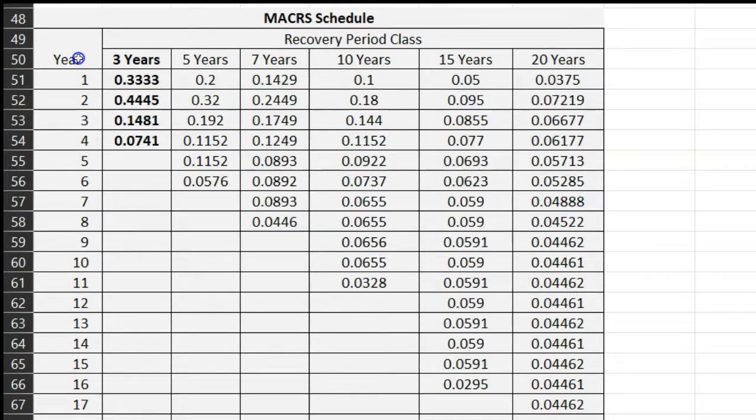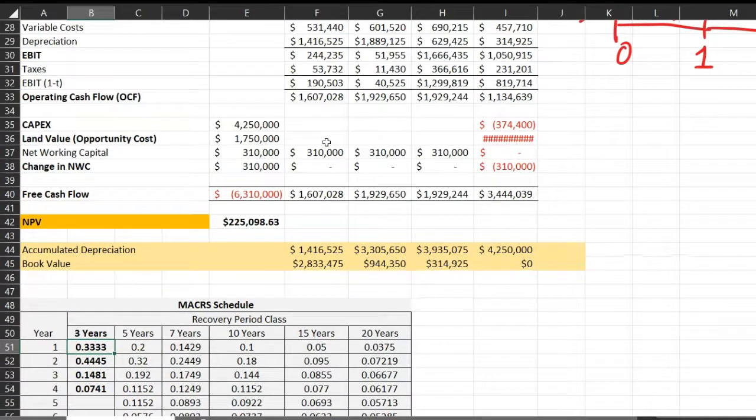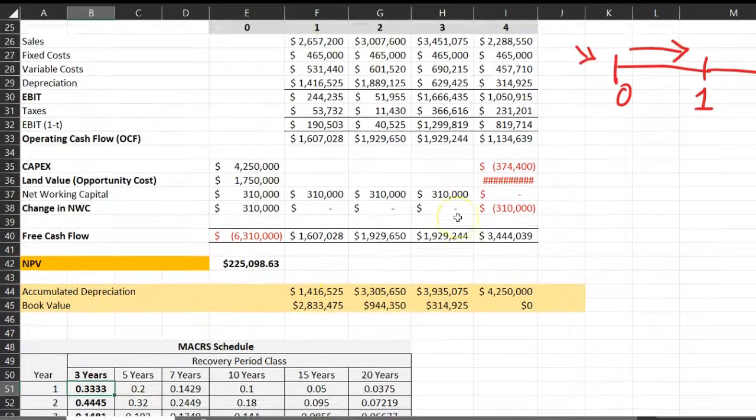The 3-year MACRS schedule says that if you have machinery that is going to be depreciated based on a 3-year useful life, in the first year you should depreciate 33% of it, then 44% of it in the second year, 14% in the third, and about 7.4% in the fourth. So these are percentages of the original cost of the machinery that you should depreciate.